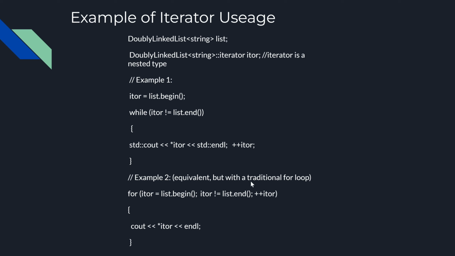Example 2 is equivalent but with a traditional for loop. For iter equals list.begin(); iter does not equal list.end(); ++iter, cout the iterator.